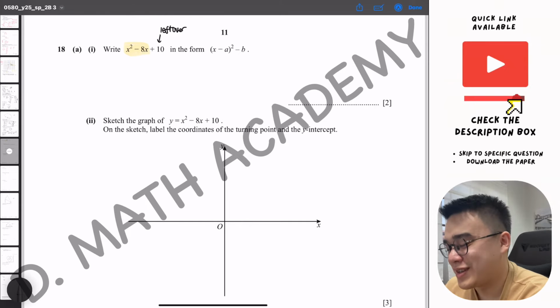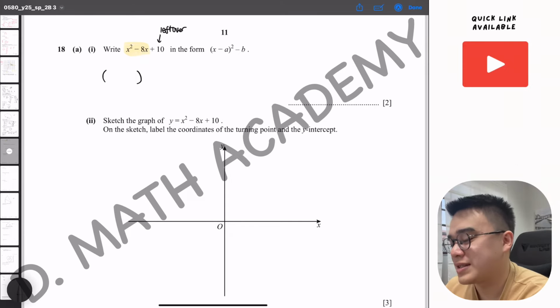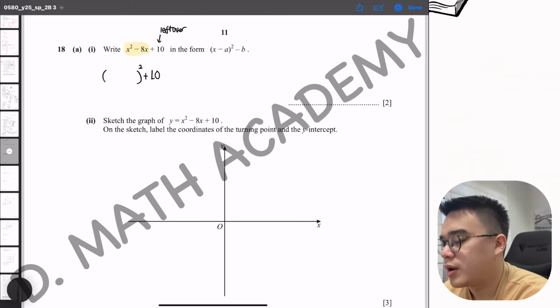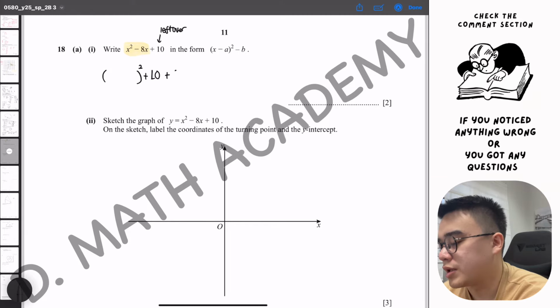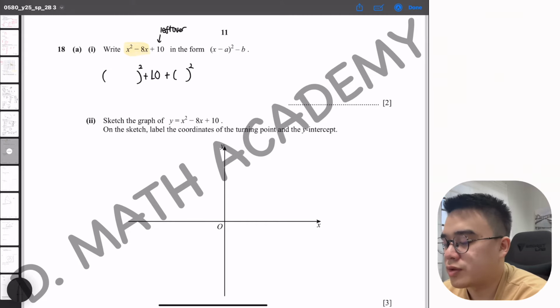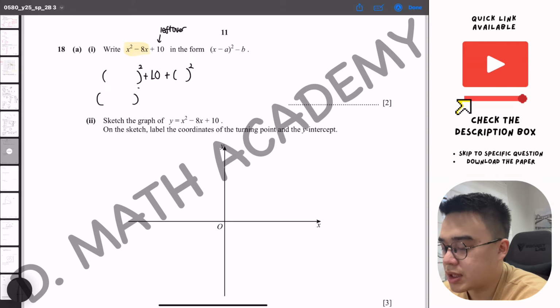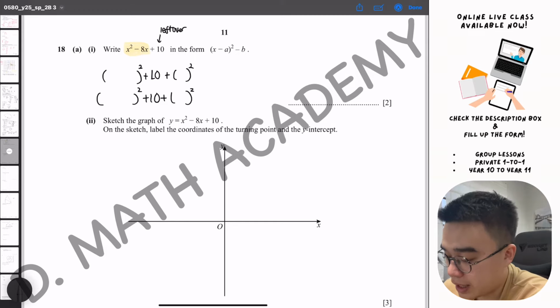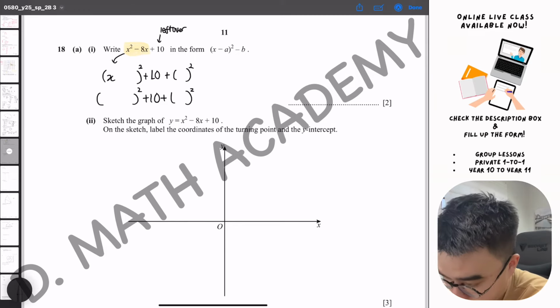Okay, so the format goes like this: bracket square plus leftover, so LO, plus another bracket square. So what to fill into this is our 10 first, and then remember what I highlighted? It was x. Then no more square because I took it out.